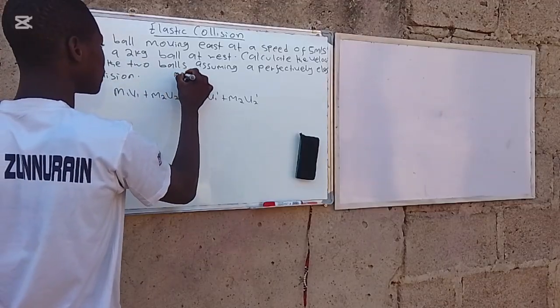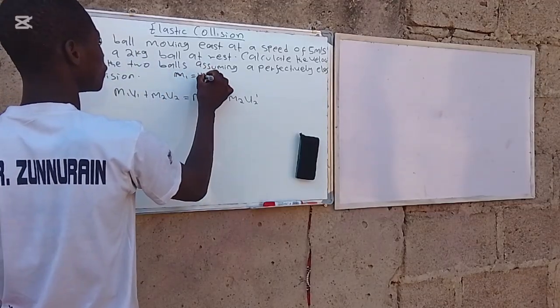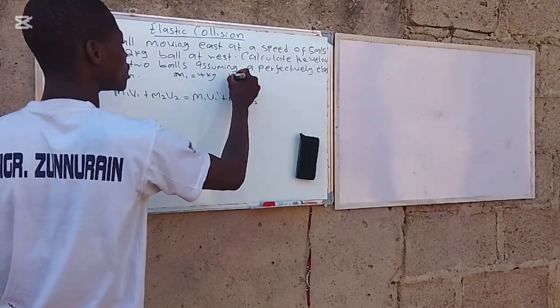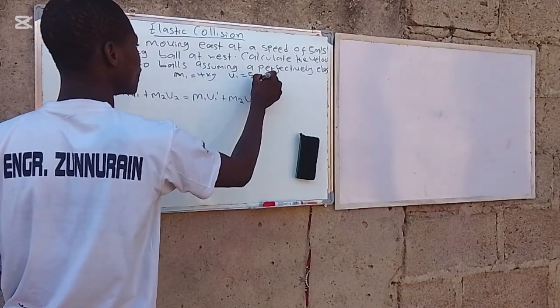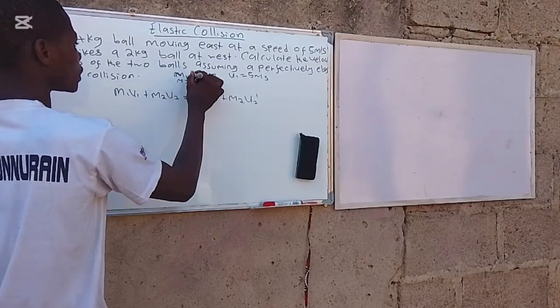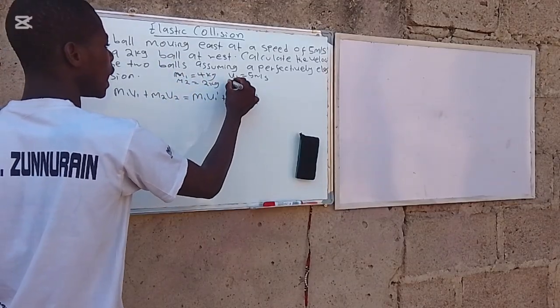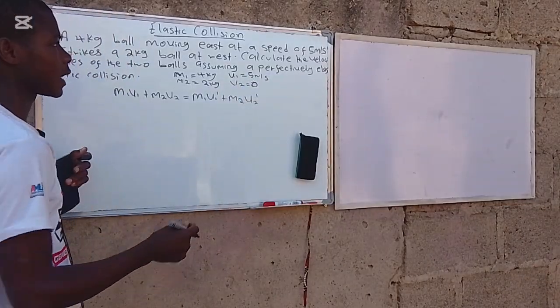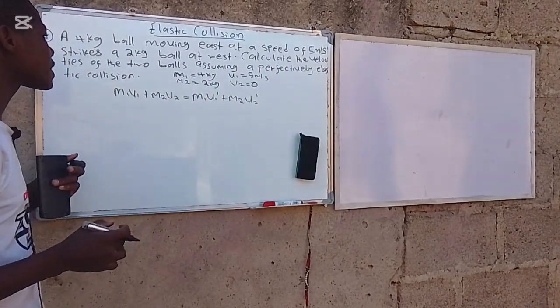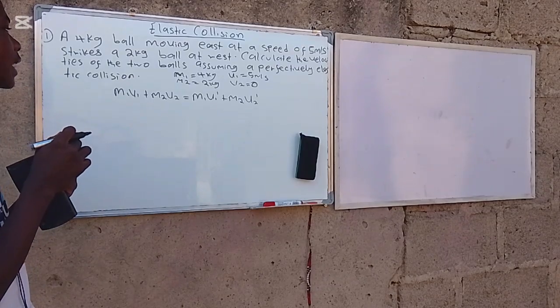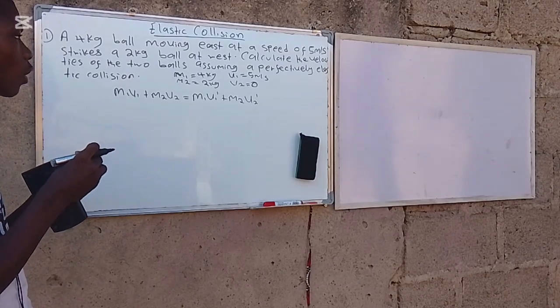The m1 is equal to 4 kg, and the ball is moving at a speed v1 equal to 5 meters per second, and m2 is 2 kg, and our v2 is 0, which is at rest. So therefore, calculate the velocities of the two balls. We are going to find the velocities of the two balls.